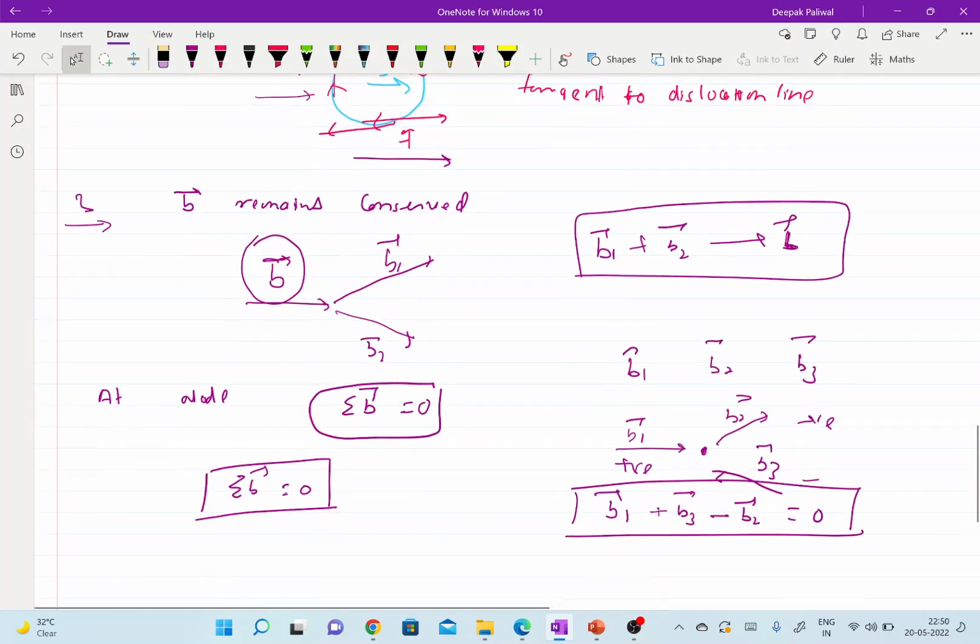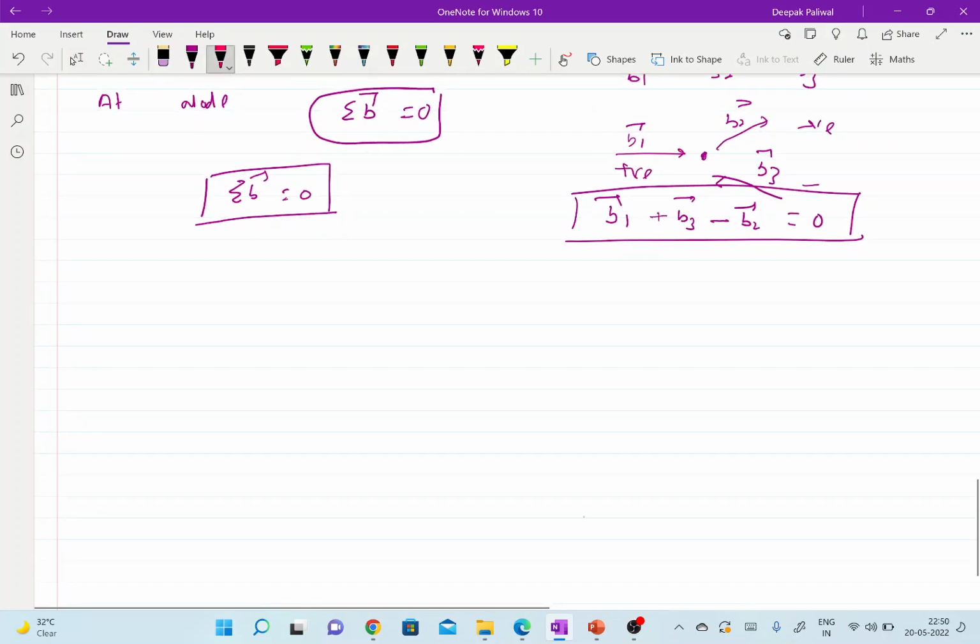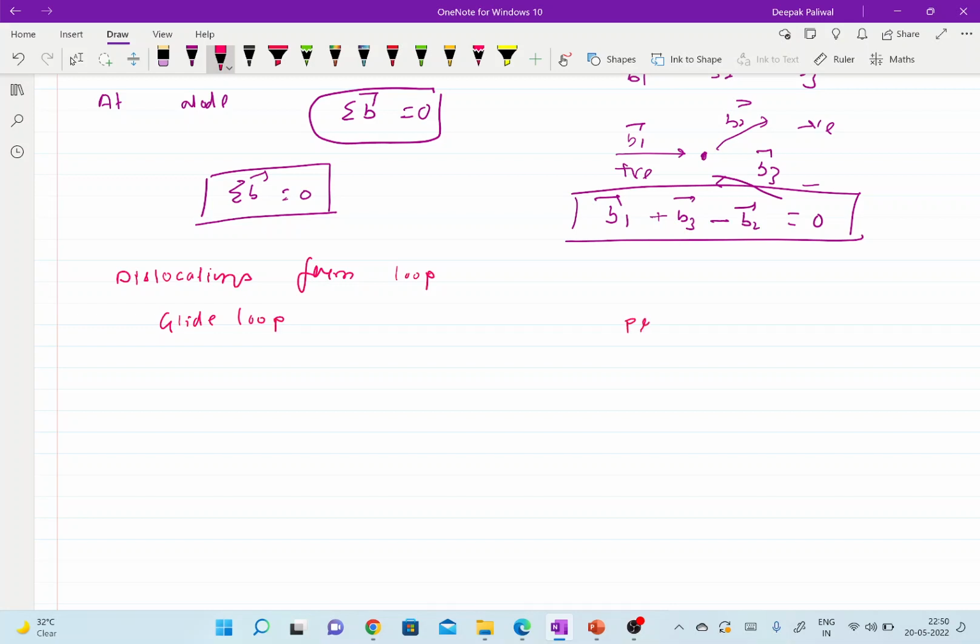Okay, now here I have mentioned the loops. So let us understand what loops are. As we know, dislocations form loops. There are mainly two types of loop. One is the glide loop, another one is the prismatic loop. The important characteristic of the glide loop: we have a loop like this, and it has both screw and edge dislocation.